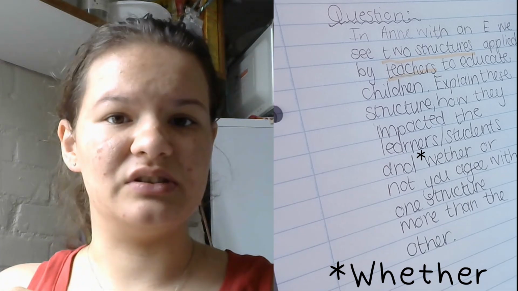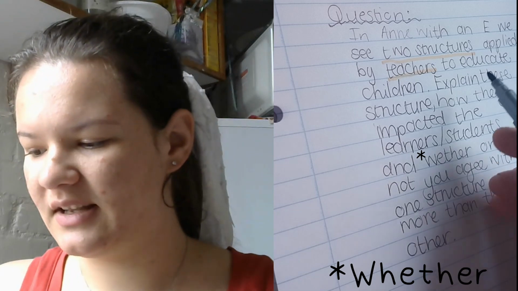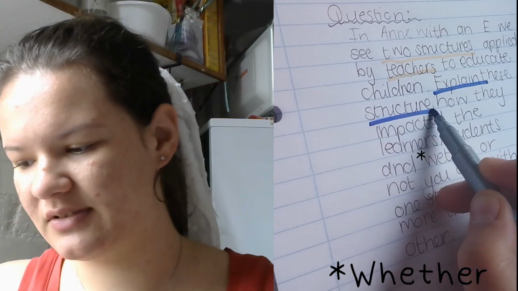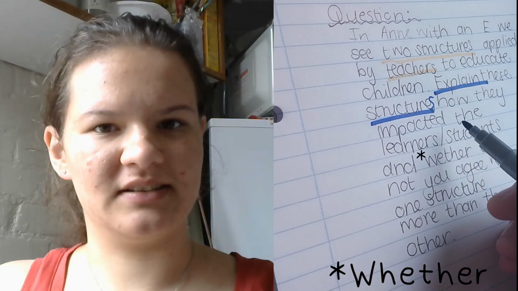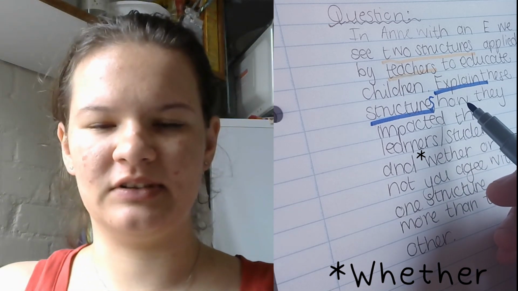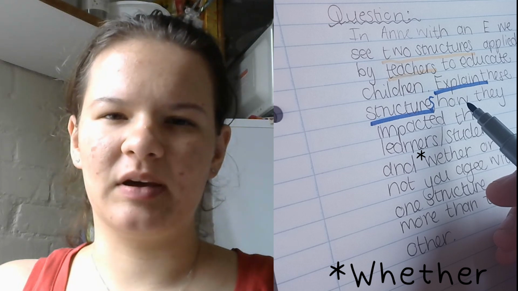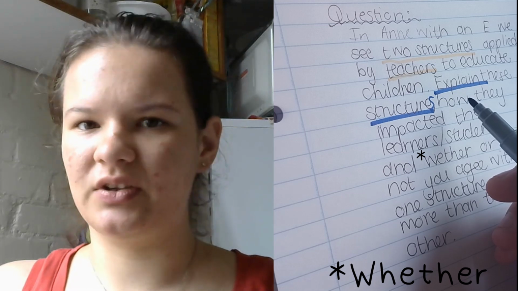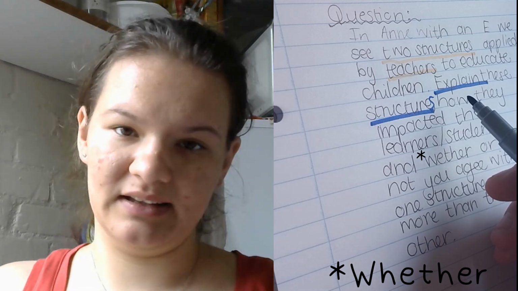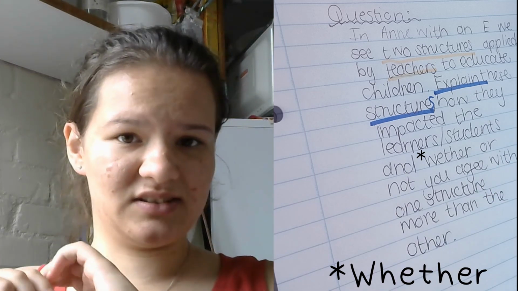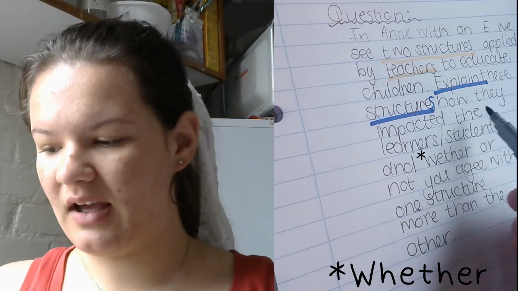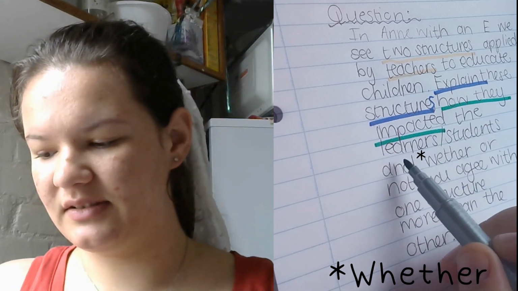Now let's delve into the questions. The first one is that you need to explain the structures. Well, that's quite easy. If you know your book or you know your TV series, a lot of the time they pick a topic that is quite obvious. So the two structures in Anne with the E, for me at least, were very obvious between the two teacher styles. Next, we speak about how they impacted the students.